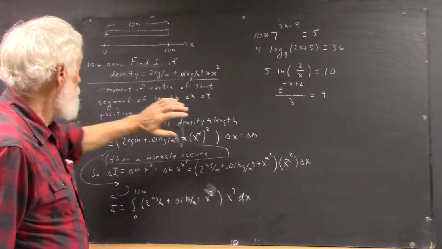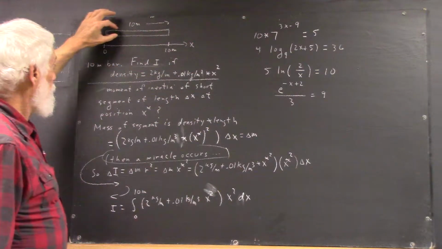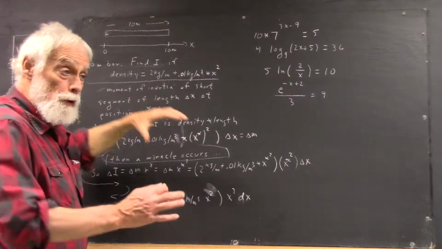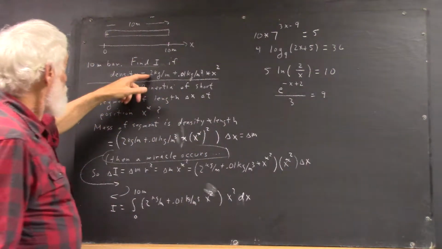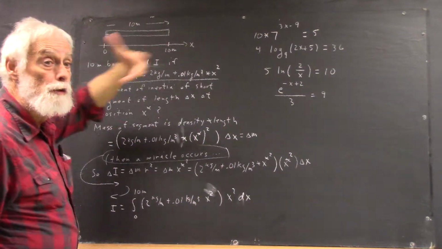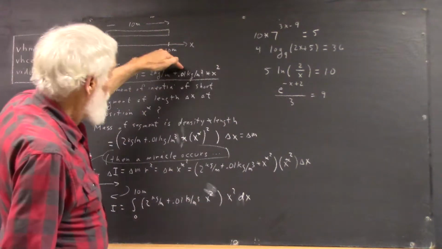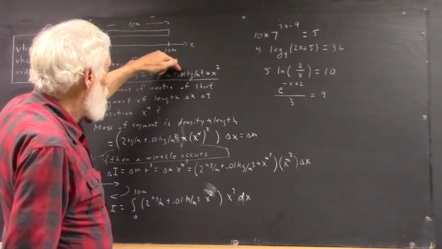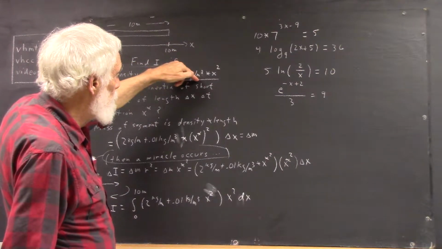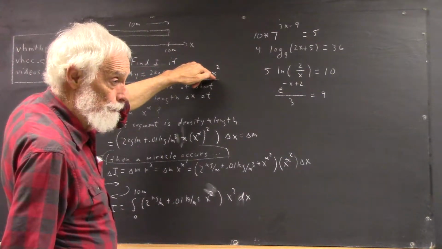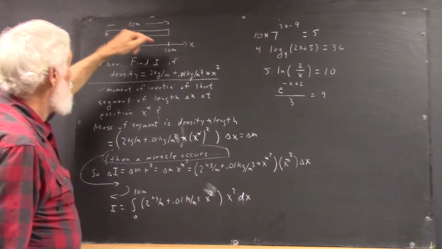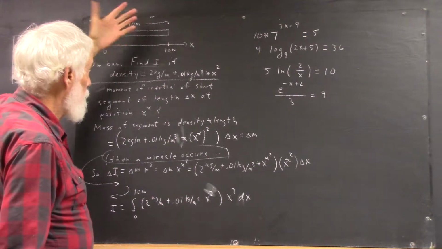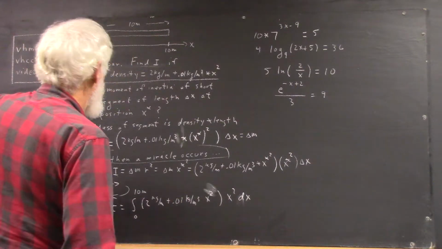Now, if that was all of it, that just means you'd have 2 kilograms for every meter of this bar. The total mass would be 20 kilograms because it's 10 meters long, right? 2 kilograms per meter times 10 meters. But we add something to that. We add 0.01 kilogram per meter cubed times x squared, where x is the distance from the axis of rotation out to whatever point on the bar.